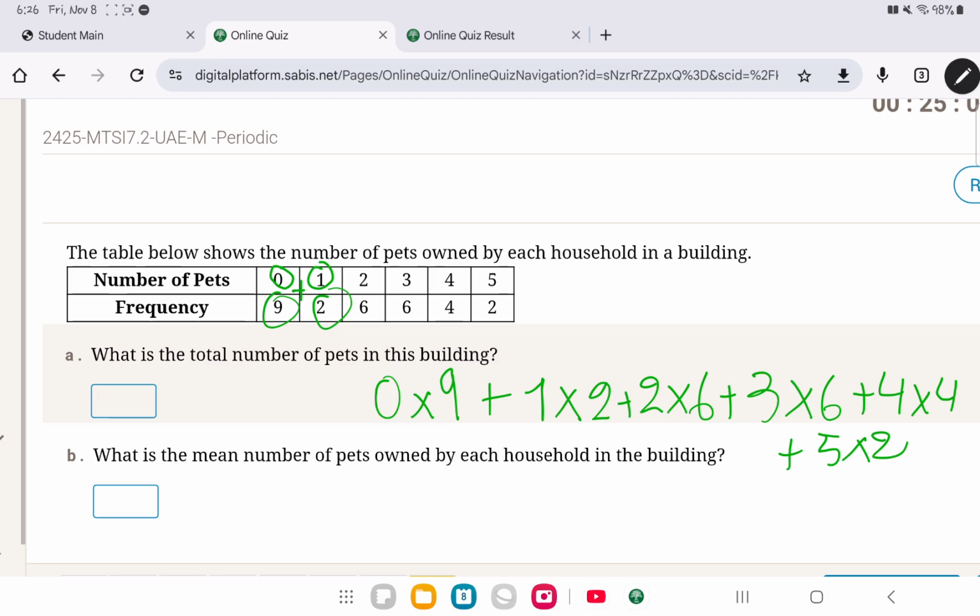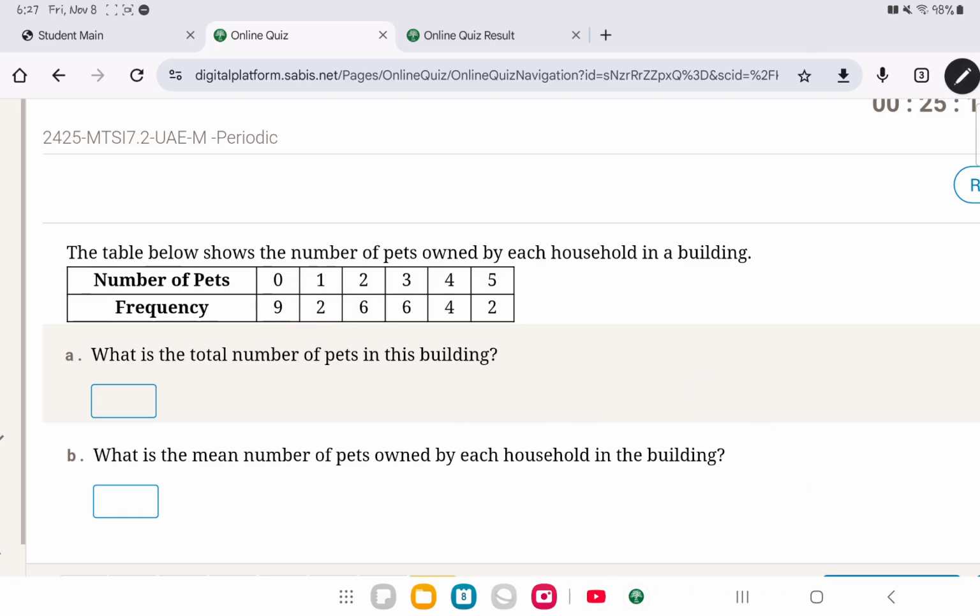Then if we do it on our calculator, 0 times 9 plus 1 times 2 plus 2 times 6 plus 3 times 6 plus 4 times 4 plus 5 times 2, we are going to get 58. So the total number of pets in this building is 58. Now they need the mean number.